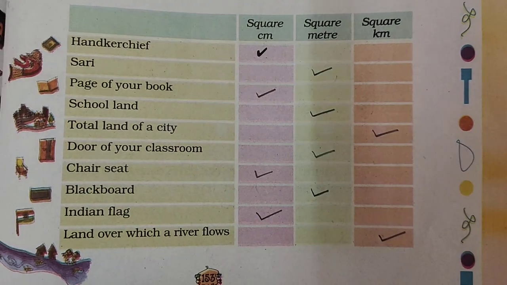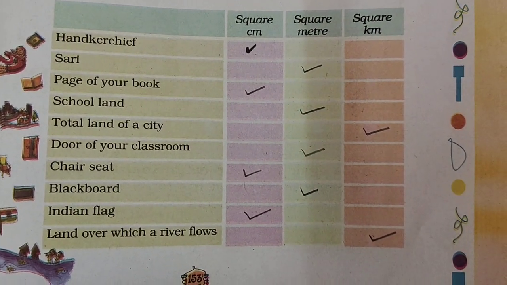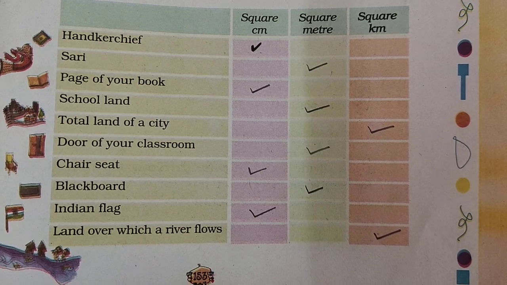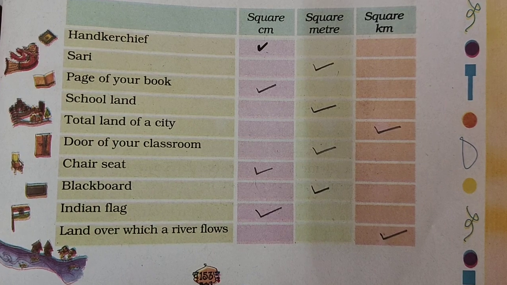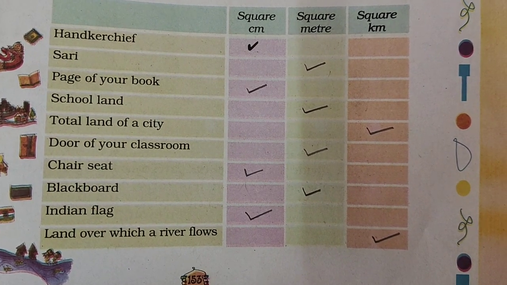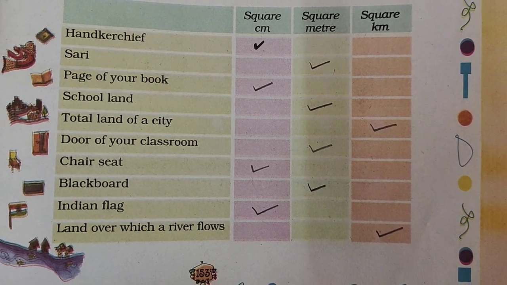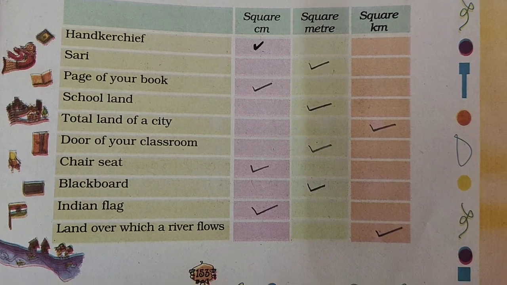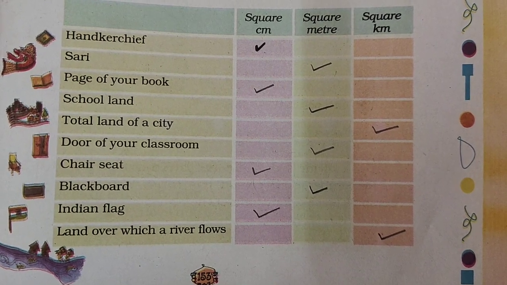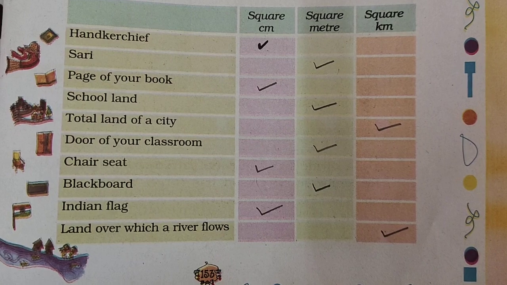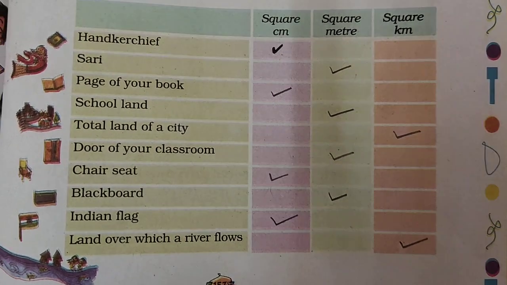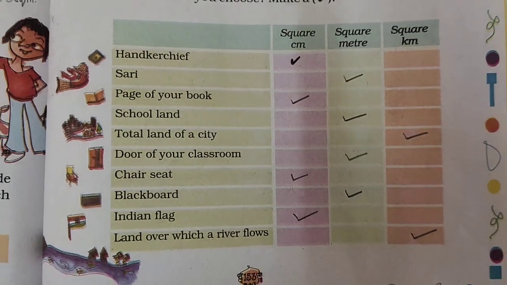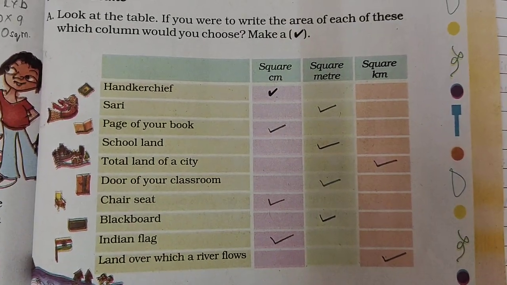So students, when the thing is small, which we can easily measure in centimeter, we use centimeter. When the thing is big, which can be easily measured in meter, we will use the meter for its area. And when the thing is very vast, where we cannot measure it in centimeter or in meter, then we will use the kilometer for that. Okay, this you are supposed to do in your textbook only.